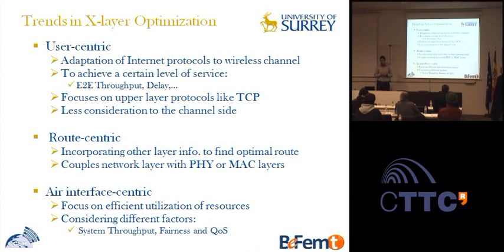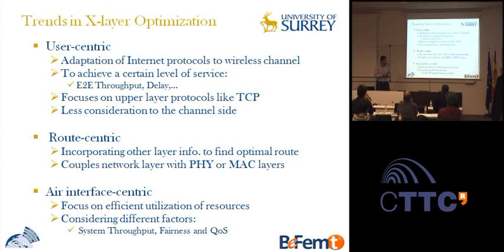In the route-centric case, we try to incorporate the information that comes from different layers to find the optimal route across the network. So this type of cross-layer operation tries to couple the network layer with the physical layer, in particular with the physical and MAC layers, to enhance the route selection process across the network.